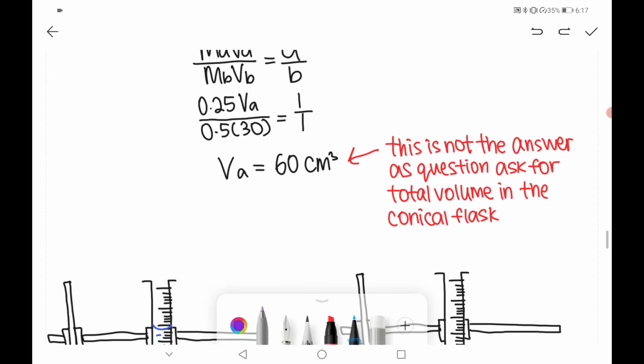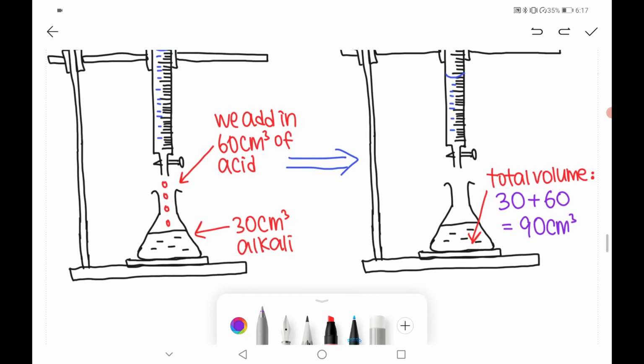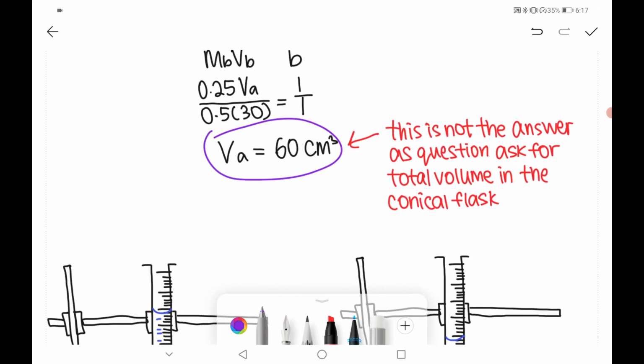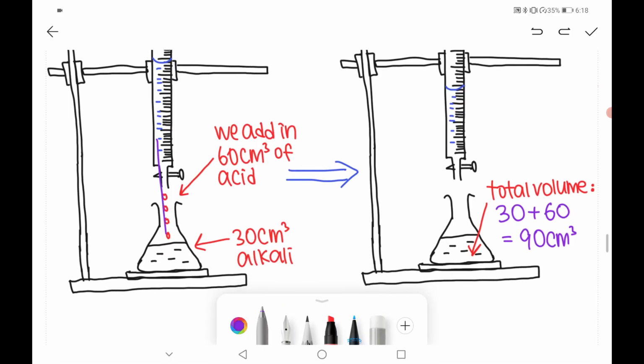When we do the calculation, VA is 60. VA is 60 means what? The volume of acid that we need to use in the titration is 60 cm³. So when you open the tap here, we need to add in 60 cm³ of the acid into the alkali to do the titration. How do we know 60? We calculated, right? Just now when we did the calculation, we got VA is 60.